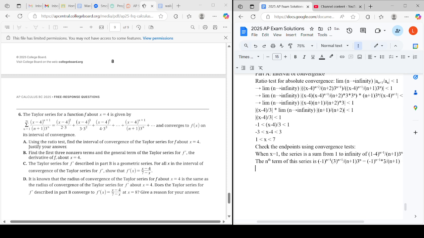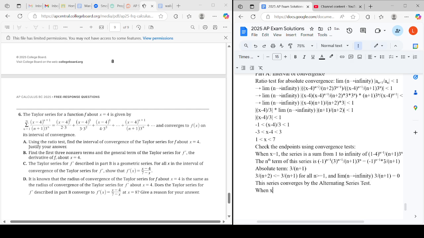So we can say that the absolute term is 3 over n plus 1, and we're going to use the alternating series test on this. So we say 3 over n plus 2 is less than or equal to 3 over n plus 1 for all n greater than or equal to 1, and the limit as n approaches infinity of 3 over n plus 1 equals 0. So we can say that this series converges by the alternating series test.